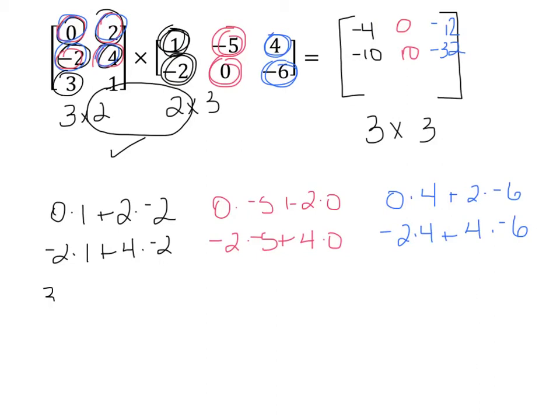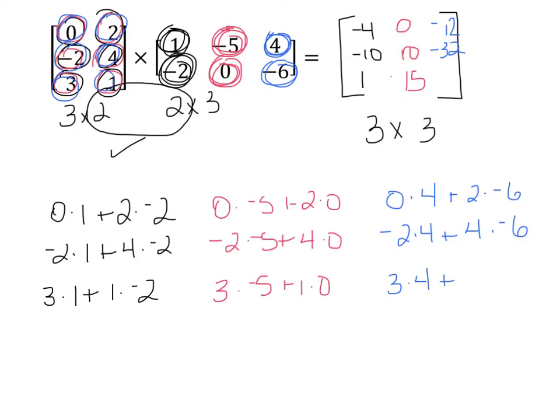3 times 1, 1 times negative 2 is 1. 3 times negative 5, 1 times 0. 3 times 4, 1 times negative 6. For the last time, third row, column 1, column 2, column 3.